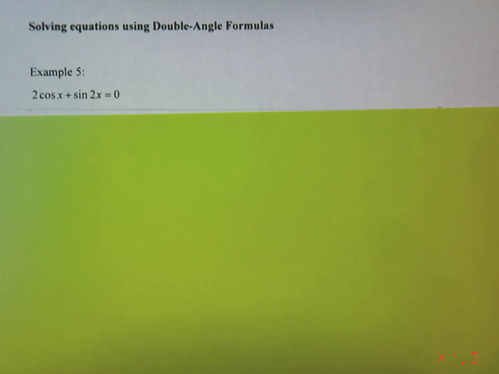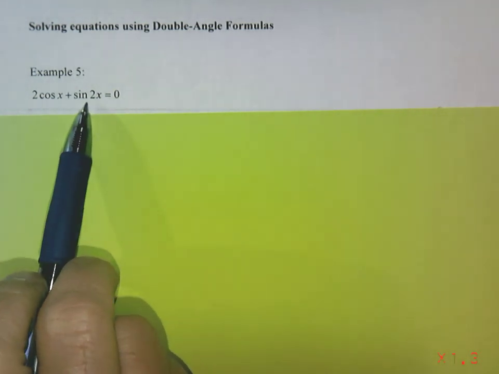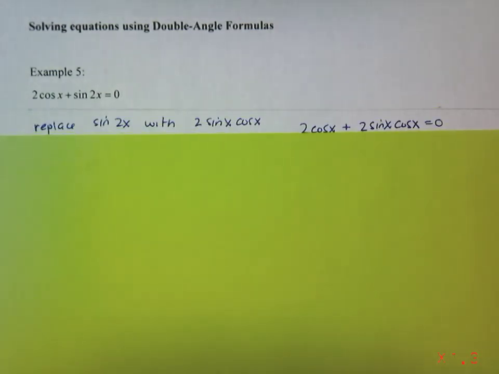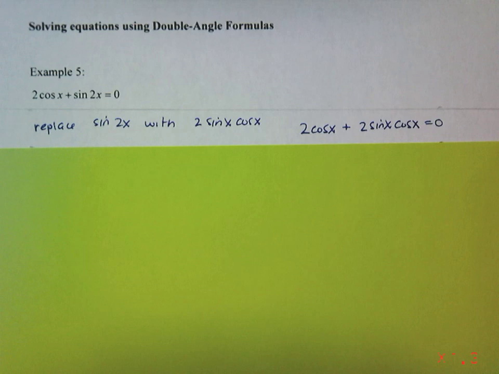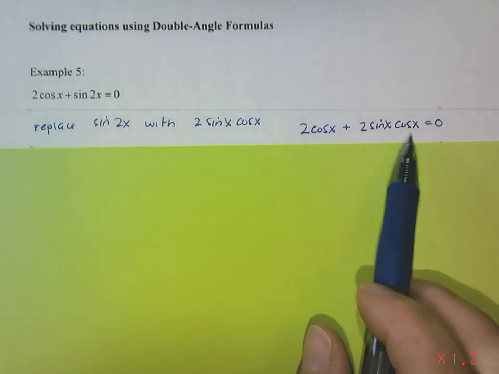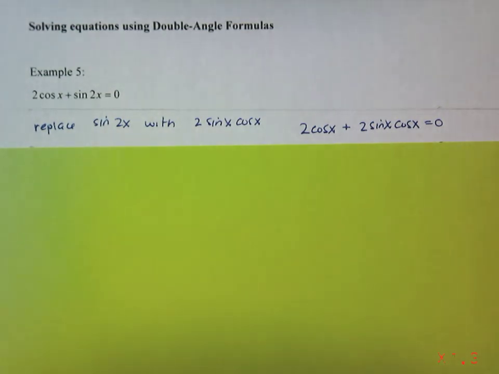So my equation is I have 2 cosine x plus sine 2x. So sine 2x right there, there's my double angle. I want to replace sine 2x with 2 sine x cosine x. So what happens is I get 2 cosine x plus 2 sine x cosine x equals 0, just replacing the sine 2x.